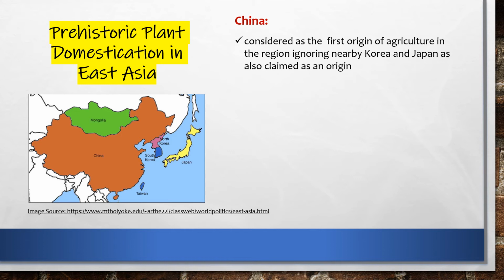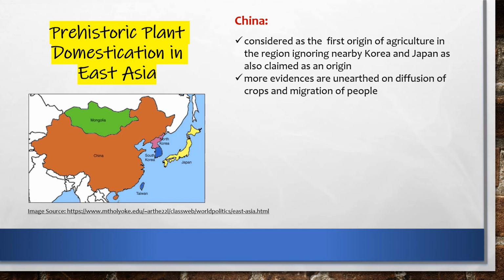But Korea, until now, they are claiming na sa kanila talaga nanggaling yung rice because there are more evidences now na lumalabas, okay, based on archaeological evidences na unearth nila na remains ng mga rice noon sa kanila. And wala daw nakikitang ganito sa China. So, more evidences are unearthed on the diffusion of crops and even the migration of people.